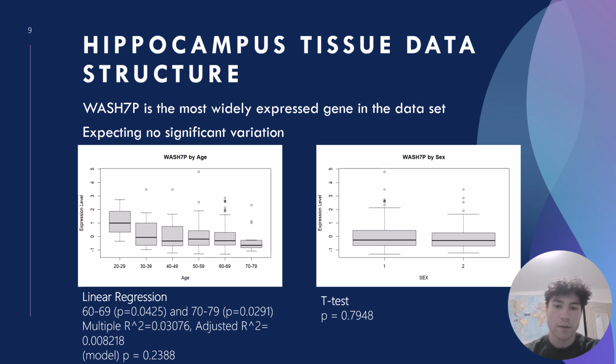You do actually see a little decreasing trend going on. And so I ran linear regression, and there is significant variation in the 60 to 69 age group and then the 70 to 79 age group. But looking at the model, it's just not a super great fit, so I wouldn't really consider that too reliable. And then looking at WASH7P by sex, these box plots look almost nearly identical, so no real variation there. I ran a t-test on sex, and the p-value for that was pretty high, so nothing really crazy going on there.